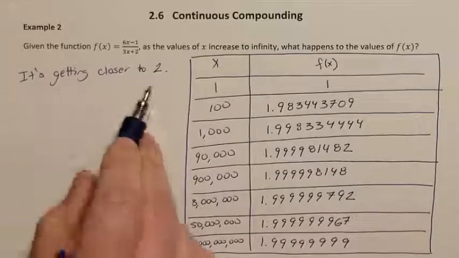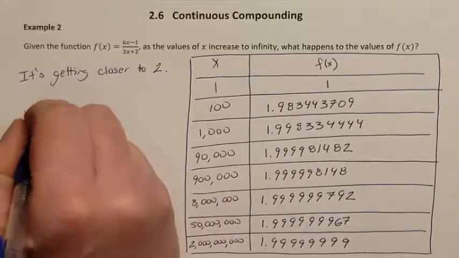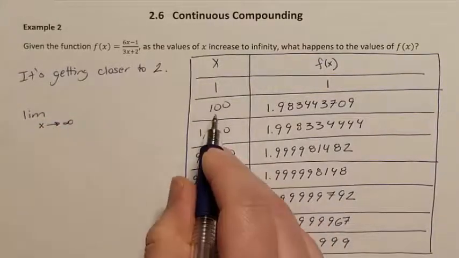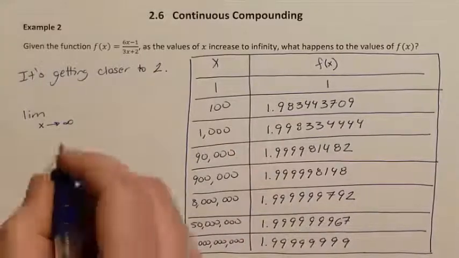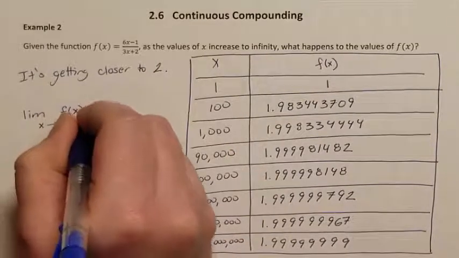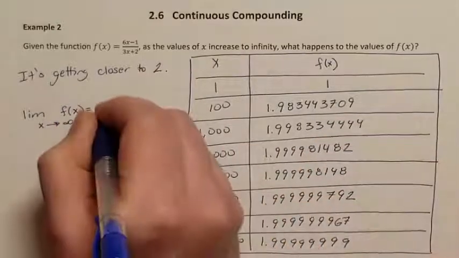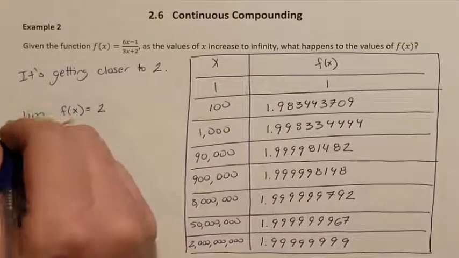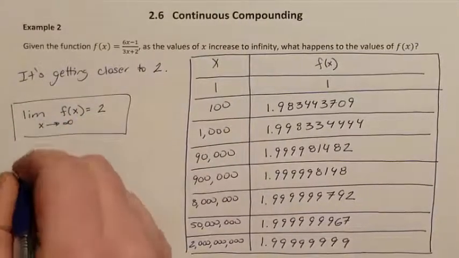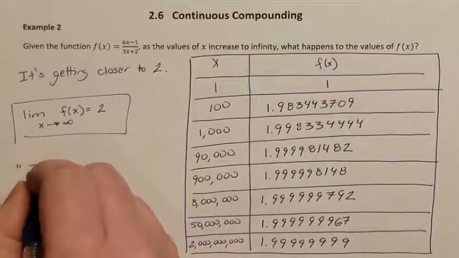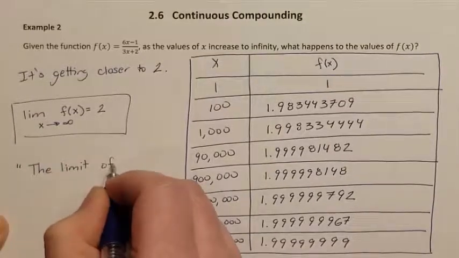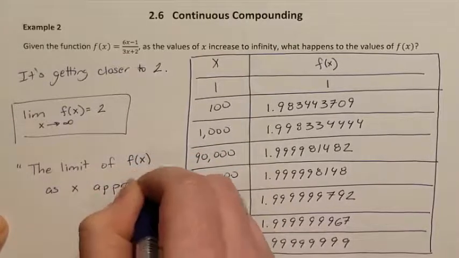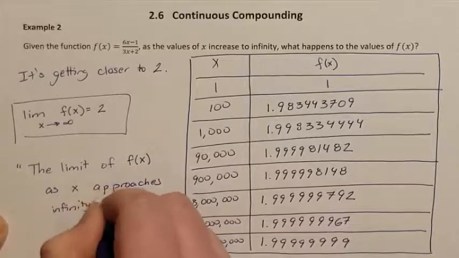There's a mathematical way of writing this. So we are looking at the limit as we are allowing these x's to get larger and larger towards the infinity direction. Analyzing your f of x answers, we're noticing they're getting closer and closer to 2. So this is your math answer. How do you read this math answer? You would say this as the limit of f of x as x approaches infinity is 2.